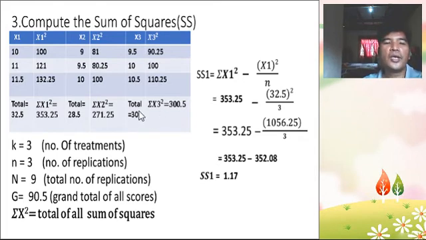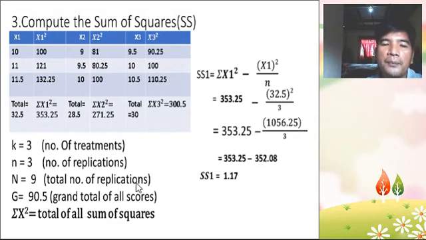Okay, so we have here some of the letters to be used in your formula. For the small k, this is the number of treatments. There are only 3 treatments, treatment 1, 2, and 3. The small n is the number of replications. There are 3 replications, replication 1, 2, and 3. For capital N, we have 9, the total number of replications.